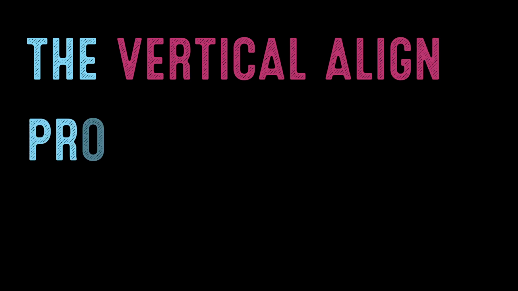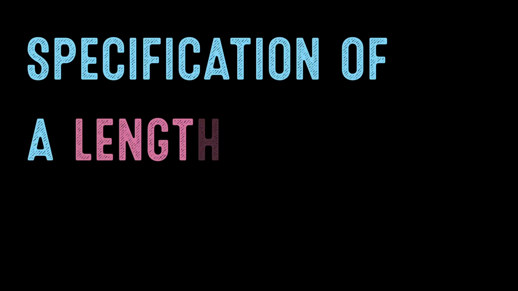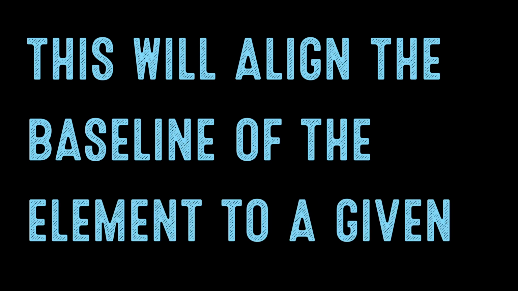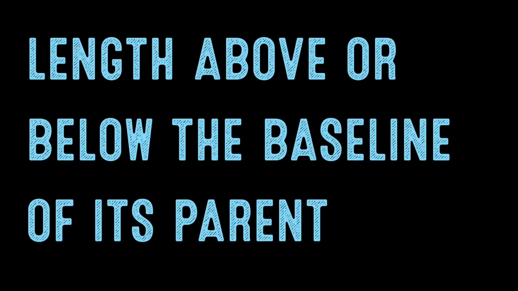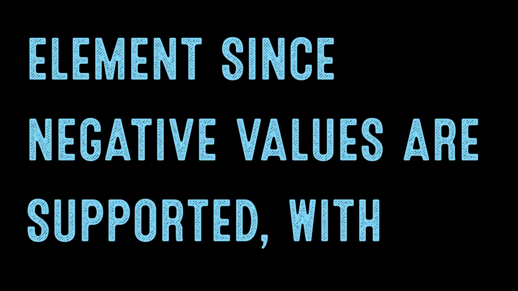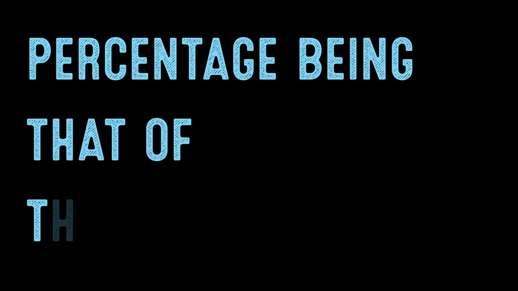The vertical align property also supports the specification of a length in pixels, ems, or percentages. This will align the baseline of an element to a given length above or below the baseline of its parent element, since negative values are supported, with percentage being that of the line height.